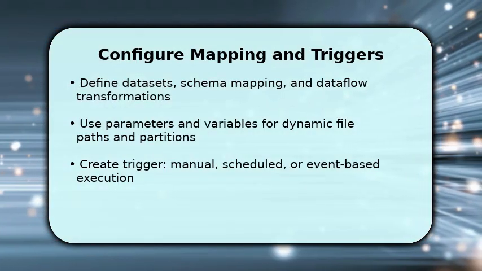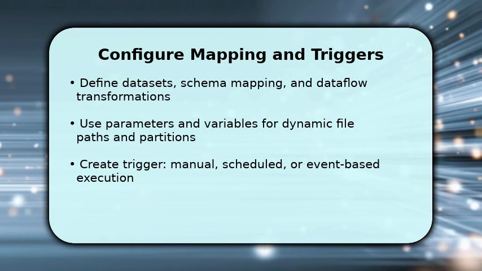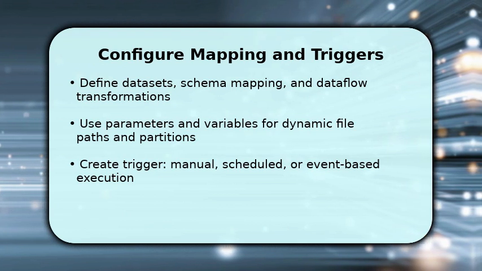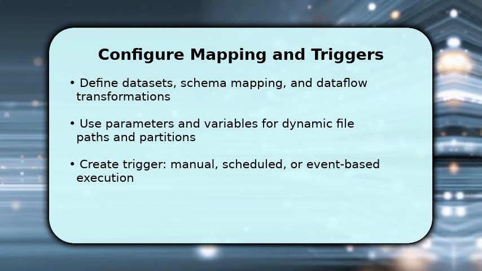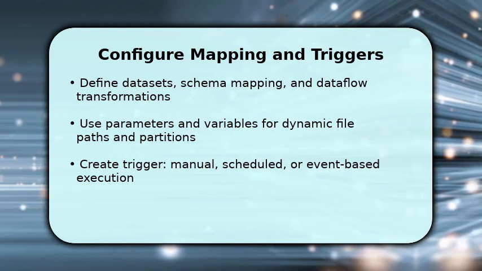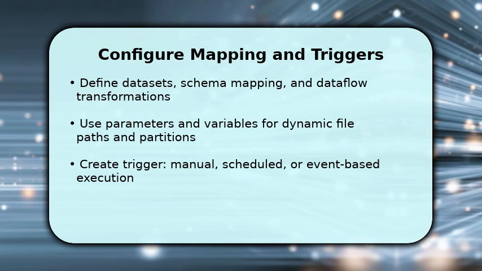Once the pipeline skeleton exists, set up datasets and define schema mapping. This is where you control column transformations and types so data integrity remains intact. Use parameters and variables to make file paths, table names, or partitions dynamic. This saves manual edits later.